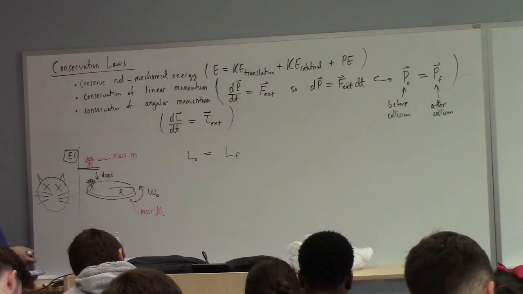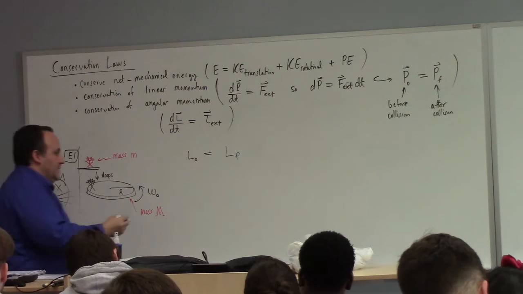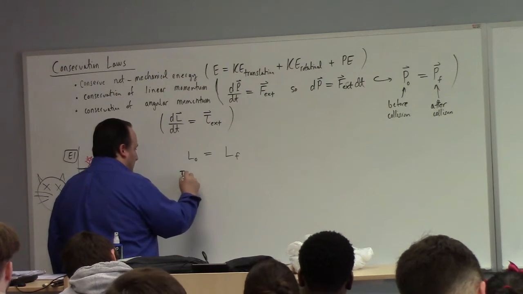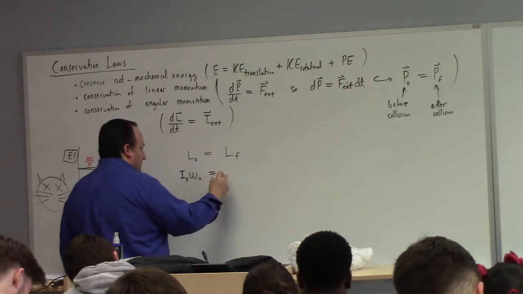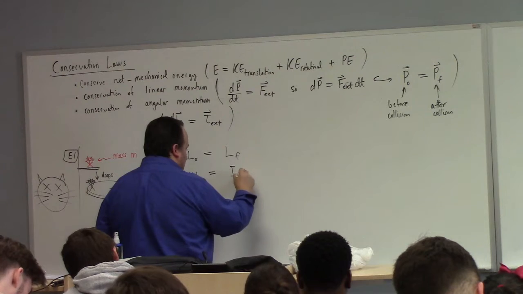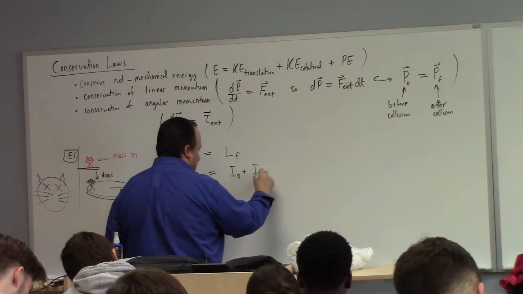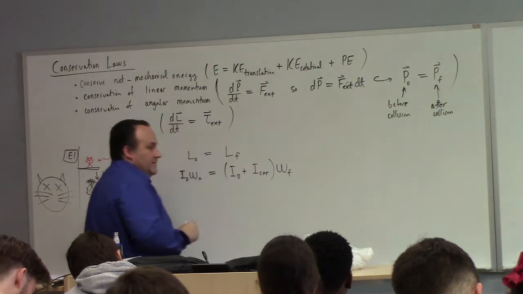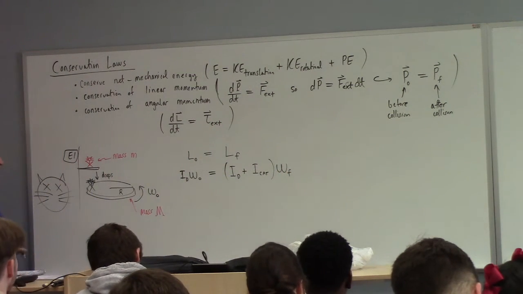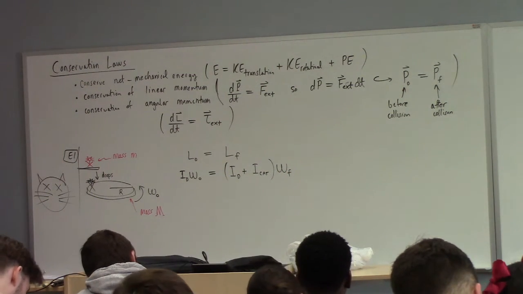In this situation, the initial angular momentum would be I omega naught, and that's I for the disk. The final angular momentum would be I for the disk plus I for the cat, times omega f. We don't know what omega f is. And how would you calculate the moment of inertia for the cat? Now, it matters where the cat drops.